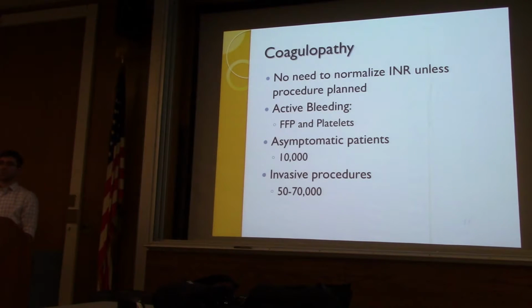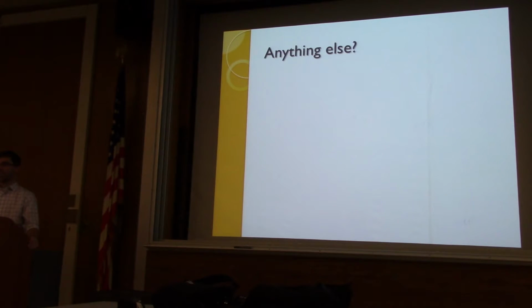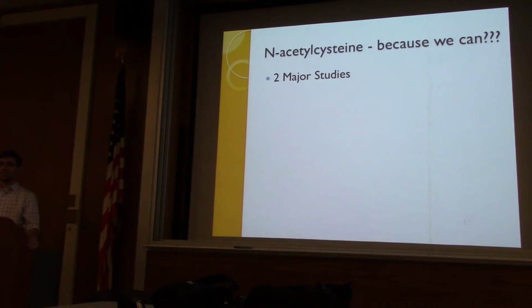Asymptomatic patients, treat if their platelets are less than 10,000, and for invasive procedures, 50 to 70,000, you want to transfuse platelets. Okay, and is there anything else we can give? N-acetylcysteine. Maybe. It was studied in acute liver failure due to Tylenol. They studied it, I guess, because they can, right?